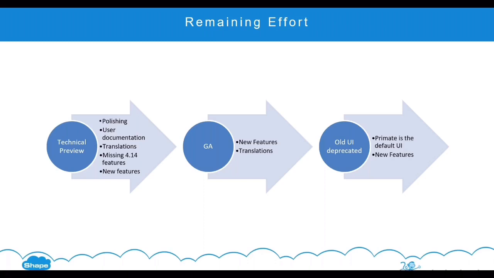Things left to do once we're at technical preview, which will be very soon. It is only technical preview, so there's some polishing to do. There's feedback to come in from any bugs that have been found, etc. User documentation, translations, more work needs to be done on them. A few of the features I mentioned earlier from 4.14, which didn't make the cut, they need to be brought in before GA. And obviously any other new features that are developed in CloudStack between 4.14 and the next release. After GA, it should just be new features, but we expect to still see some activity going on around translations, depending on uptake, etc. And then at the next release, Primate is effectively the CloudStack UI.